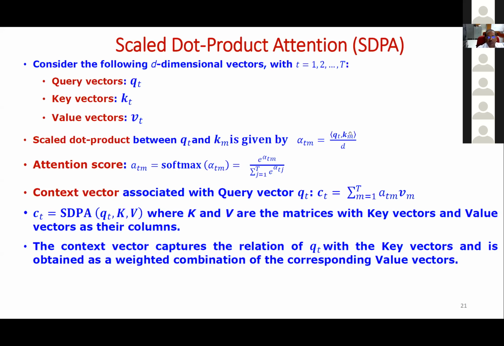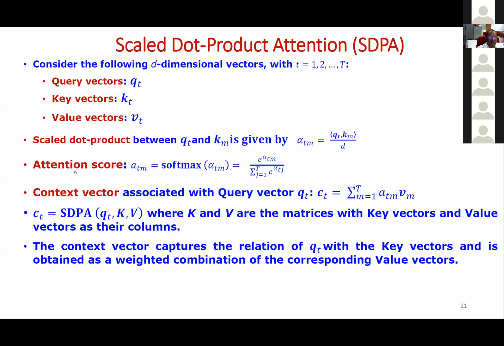Okay, so these two are vectors. So I compute the dot product between the two vectors to get some kind of measure of similarity, and then I want this measure of similarity to be independent of the dimensionality of the data that we are dealing with. So we divide it by the square root of d, so that gives us what is called the scaled dot product. And this alpha tm is a scaled dot product between the query vector qt and the key vector km.